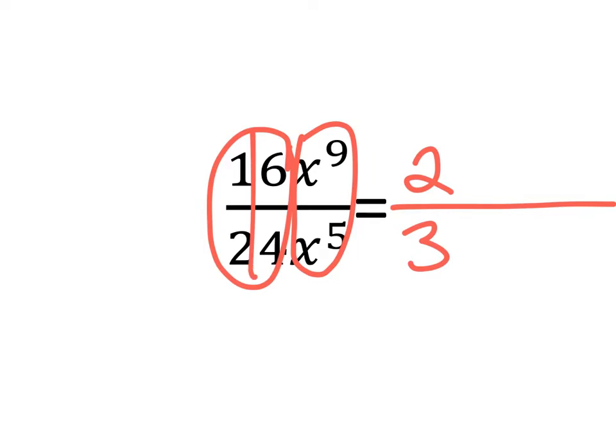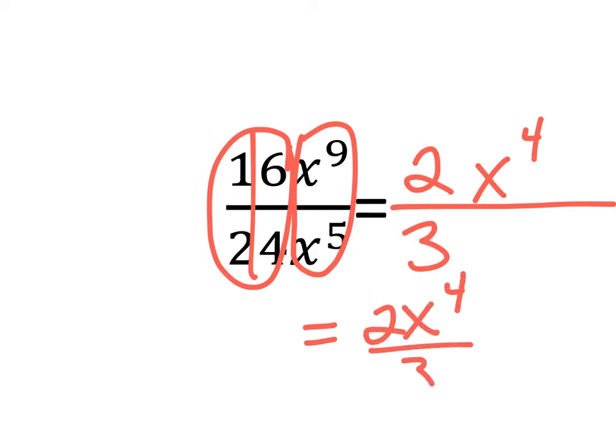Now, that part's done. I look at my x's. I have 9 on top, 5 on the bottom. If I start crossing out, my leftovers are going to be on the top, and there will be 4 of them. So my final answer, 2x to the 4th divided by 3.